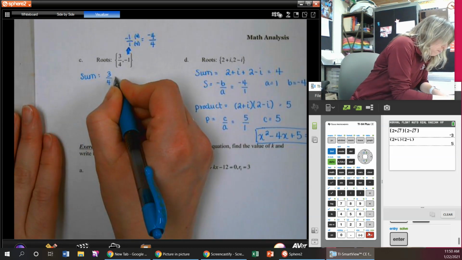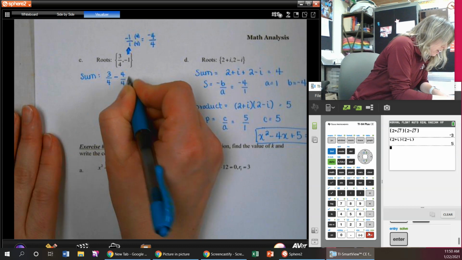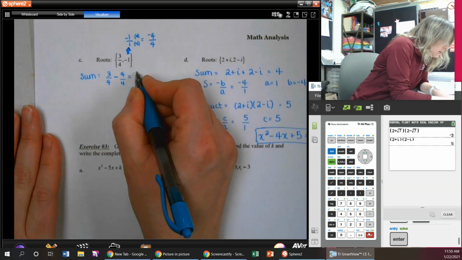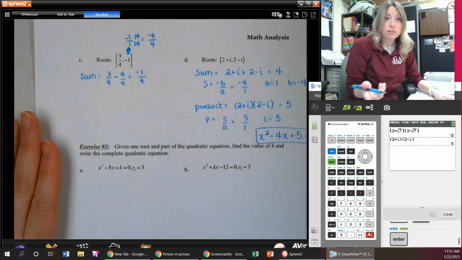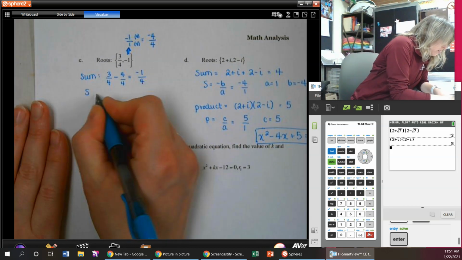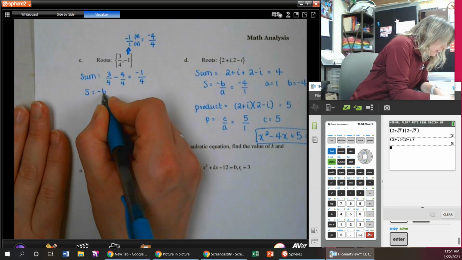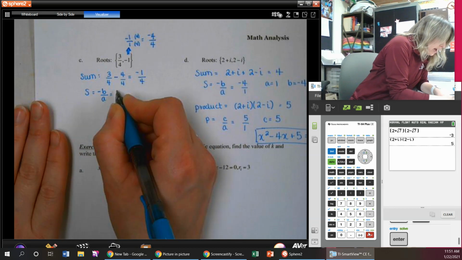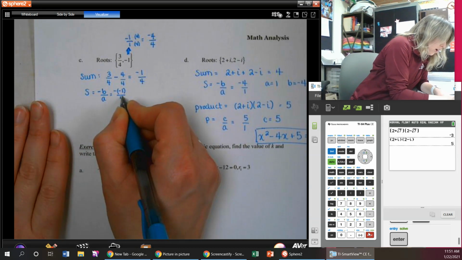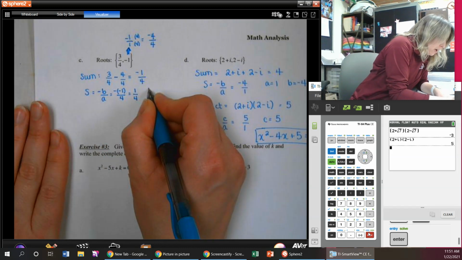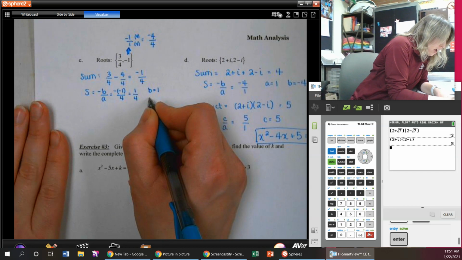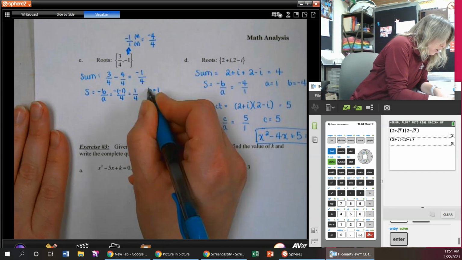3/4 minus 4/4 is negative 1/4, which right now tells me, since the sum is negative b over a, that right now I've got the negative of negative 1 over 4. So that means 1 over 4. And that means my b is 1 and my a is 4 as of right now.